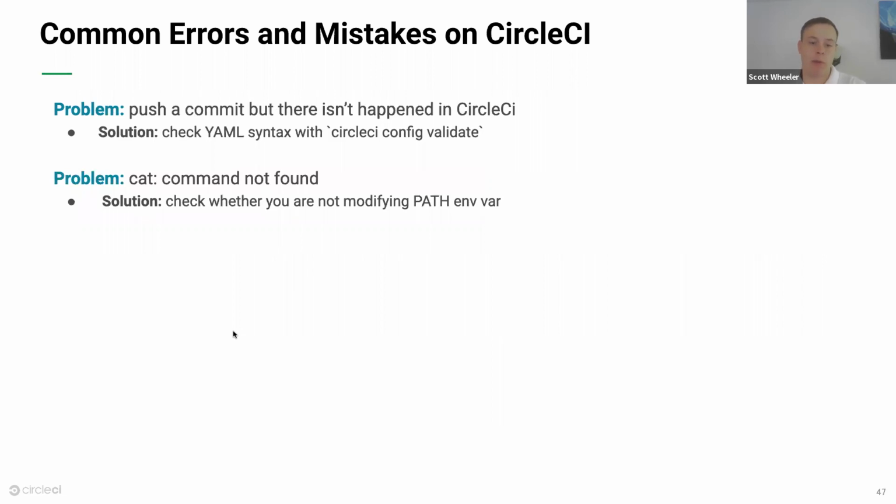Problem: you push a commit, but there isn't anything happening on CircleCI. You can use the CircleCI CLI to validate the configuration on your local machine and check the YAML syntax for typos. Problem: cat command not found. Like I mentioned earlier, you don't want to modify the PATH environment variable directly, as it can override it and some system commands will be unavailable.